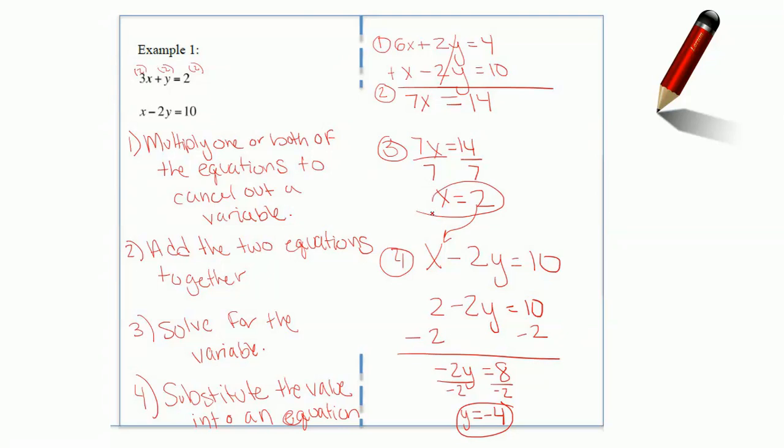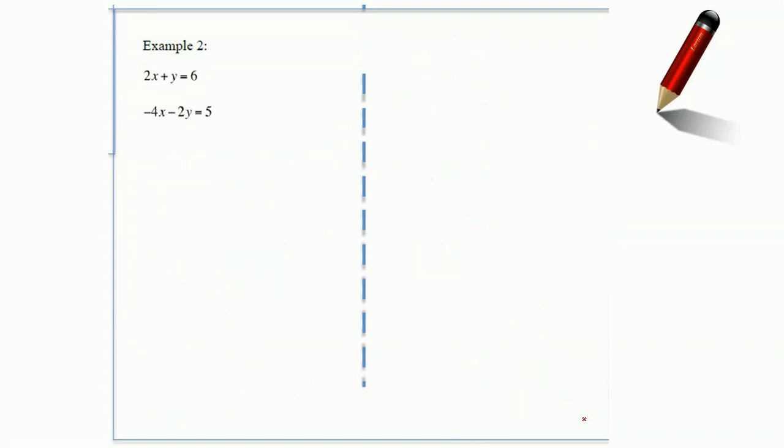So I got x equals 2, y equals negative 4. And we're going to plug it into an ordered pair and be done with it. So make sure you write it as an ordered pair. All of these answers need to be an ordered pair. Let's try example 2 now.